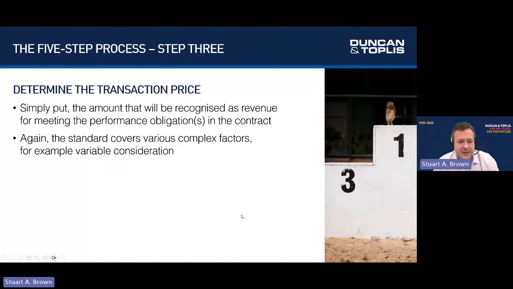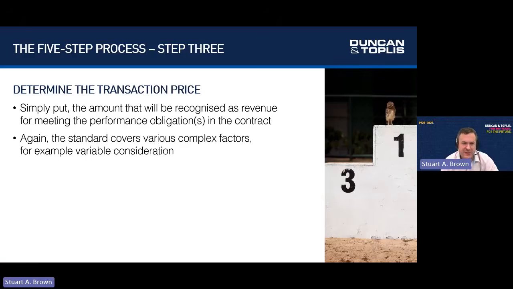Step 3, determine the transaction price. Again, this could be simple, but some contracts include complex factors. For example, variable consideration: X has to happen for Y consideration to be received. And there's some very specific terms there about how you recognize that variable consideration. For example, it needs to be classified as highly probable, which FRS 102 helpfully defines as more likely than probable, which of course is very much open to interpretation.